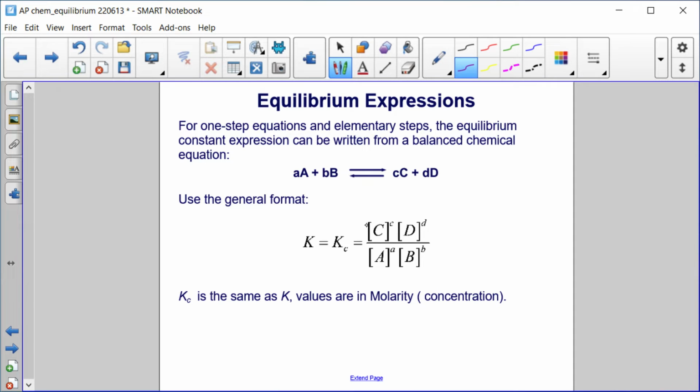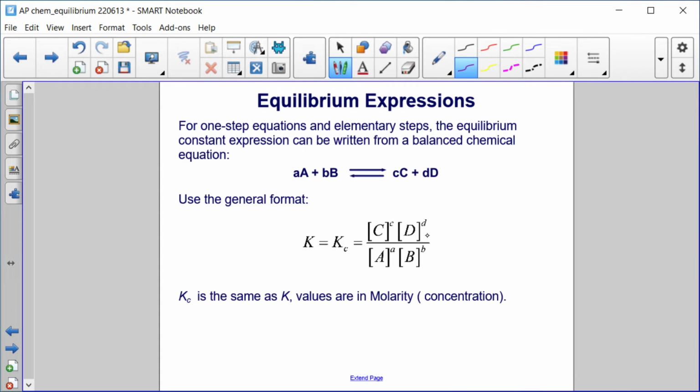We're talking about concentrations of reactants and products. It is the ratio of the concentration of each product, so in this case C and D, raised to its stoichiometric coefficient, divided by the concentration of each reactant, A and B, raised to its stoichiometric coefficient. So concentration of C to the c power times concentration of D to the d power, divided by concentration of A to the a power times concentration of B to the b power. And again, Kc is just the concentration equilibrium constant, the same as K, and the values are in molarity or concentration.